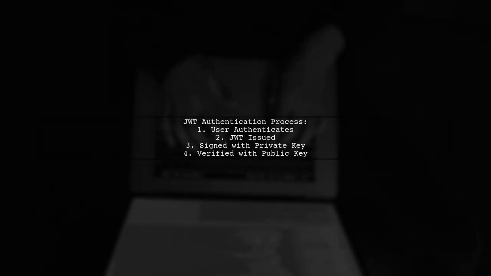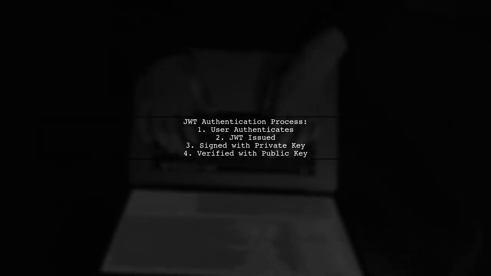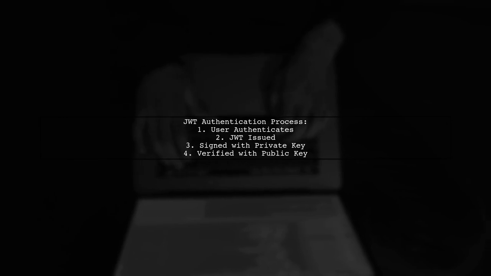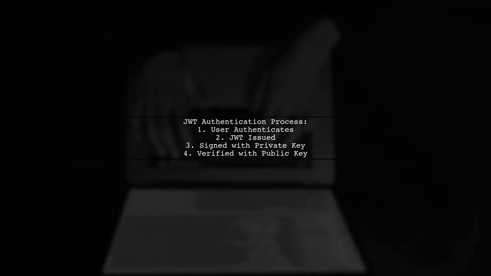AWS Cognito uses multiple public keys for JSON Web Tokens, or JWTs, to enhance security and manage key rotation effectively. When a user authenticates, a JWT is issued. This token is signed with a private key, and the corresponding public key is used to verify its authenticity.